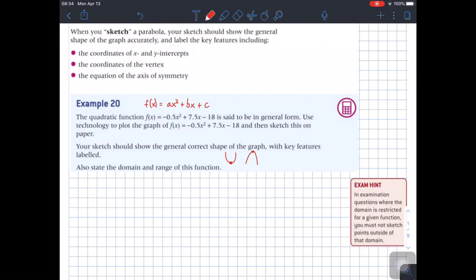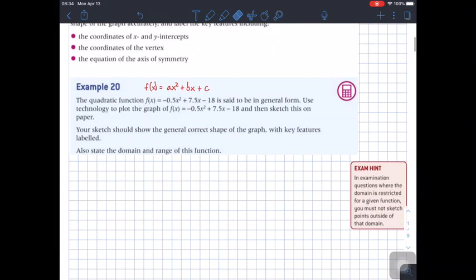Remember, these are the three main things that we should show: x and y intercepts, the vertex, and the axis of symmetry. And then it says also state the domain and range of this function. So let's see how to do this.